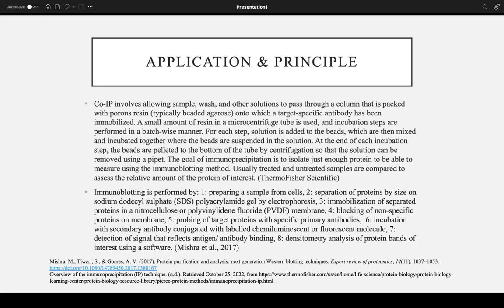The goal of immunoprecipitation is to isolate just enough protein to be able to measure using the immunoblotting method that we have discussed. Usually, treated and untreated samples are compared to assess the relative amount of the protein of interest.